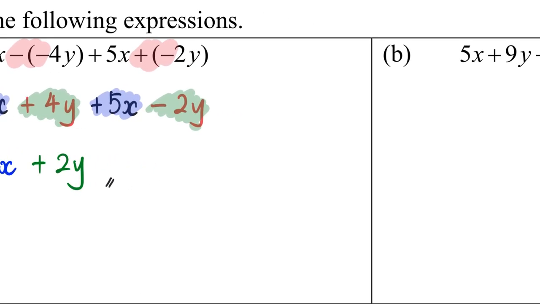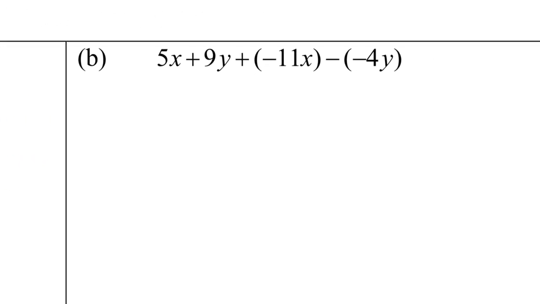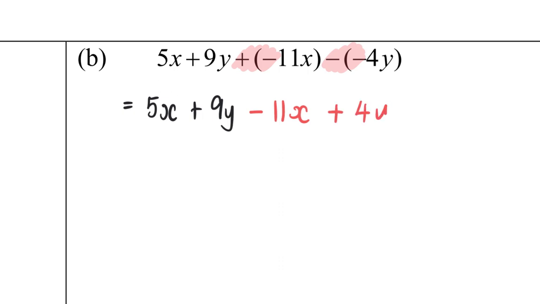Let's move on to part B. Again, I am going to first simplify these operations on negative values. So this will be 5x plus 9y, and when I add a negative value, it is the same as minusing the value itself. And when I minus a negative value, it is seen as addition.